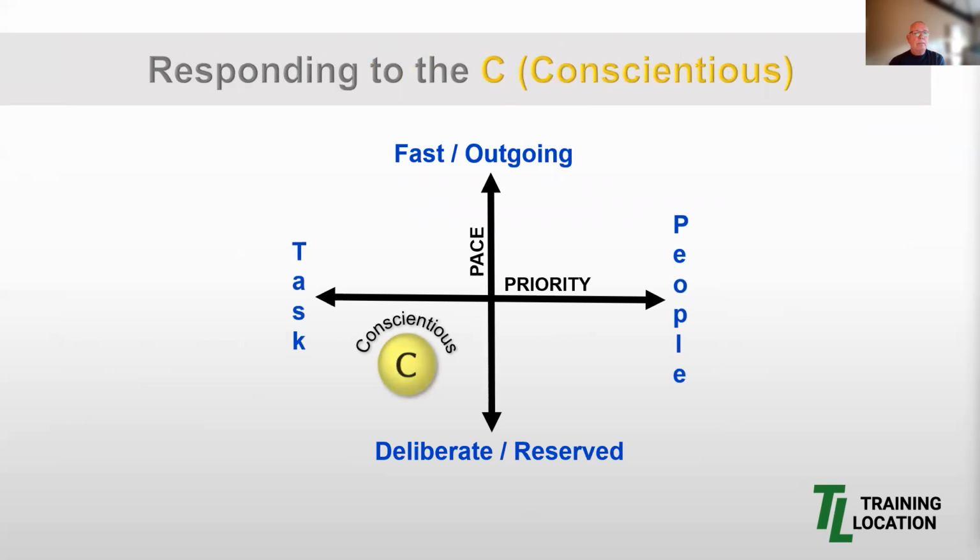Here's our model again featuring the C style, a more deliberate, cautious, reserved pace combined with a questioning, task-oriented priority. And here's the rest of the model for your clarity and completeness.